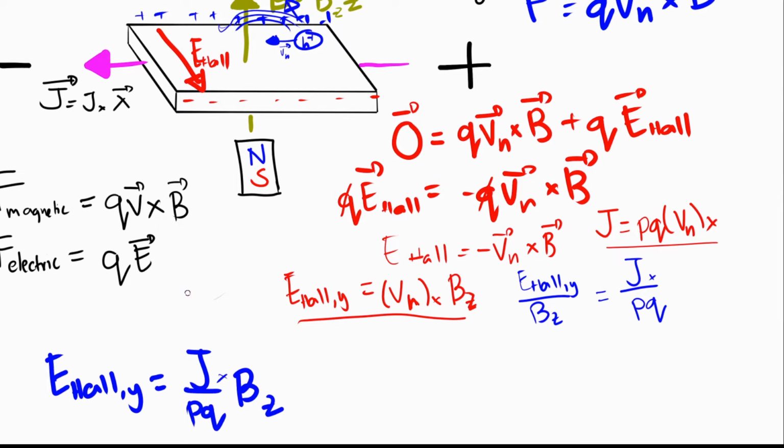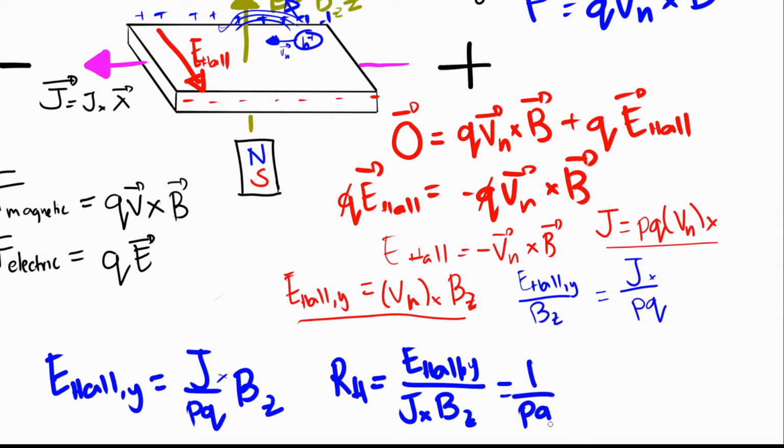Then let us introduce what we call our Hall constant, R_H. R_H is defined to be E Hall y over J_x B_z. And this is also equal to, from here, E Hall over J_x B_z, moving it here, is equal to 1 over P Q.